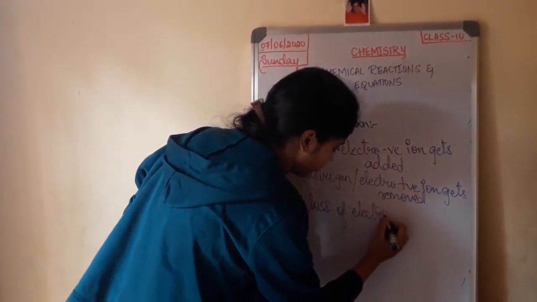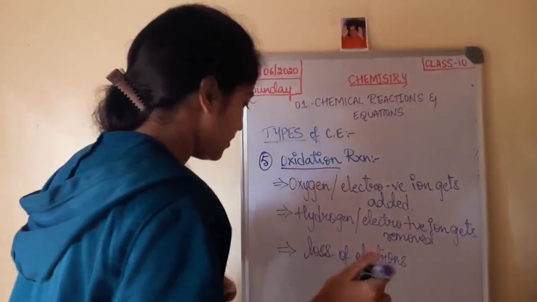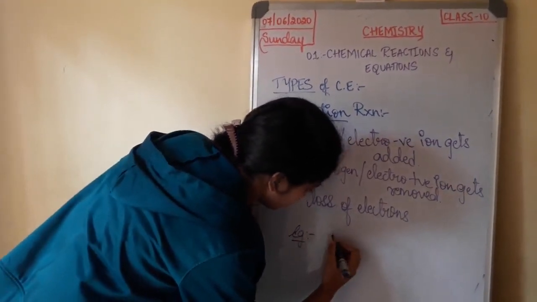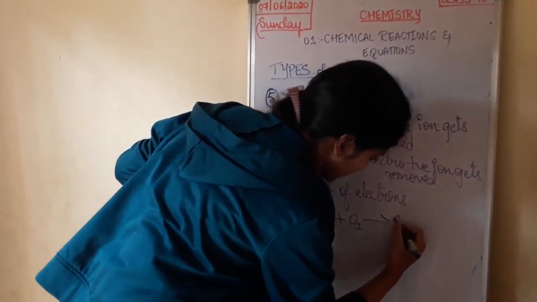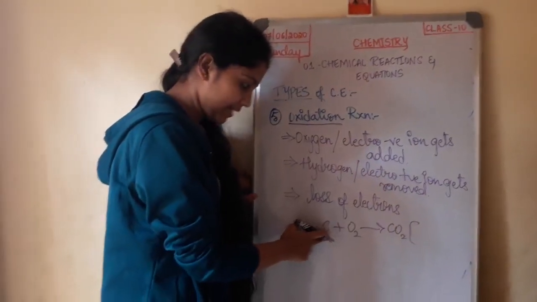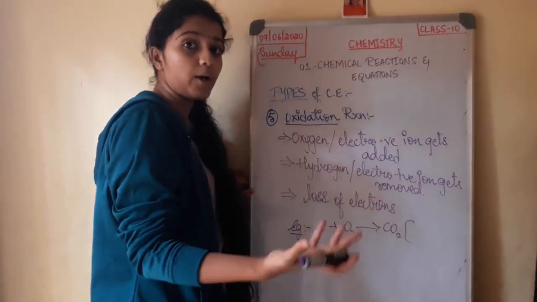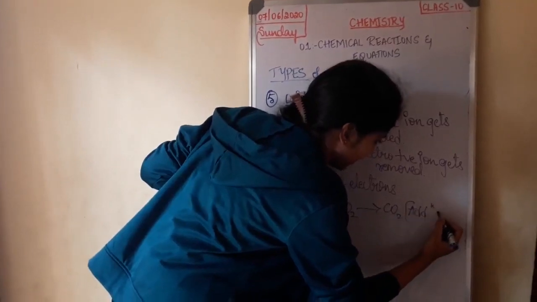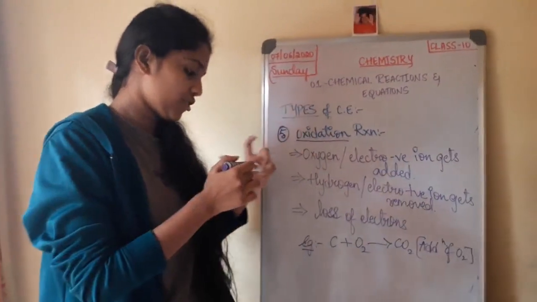Loss of electrons. Now, a simple example is carbon plus oxygen gives me carbon dioxide. In this example, carbon is single. When we add oxygen to it, this reaction is what we call the oxidation reaction. As you can see, there is the addition of oxygen. Now this is what we call the oxidation reaction.